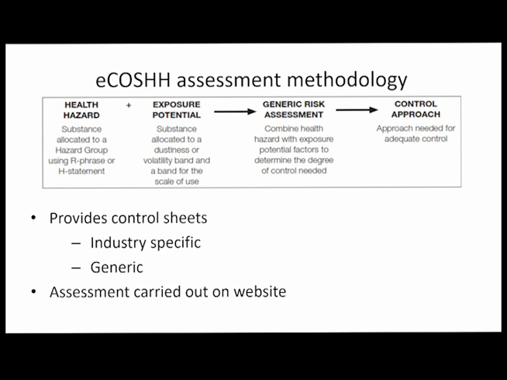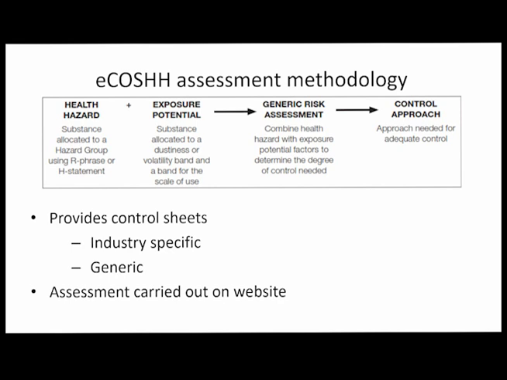But effectively, you look at the inherent hazard of the substance by looking at its R phrase or its H phrase, H statement rather. And then they do an exposure potential assessment, and that looks at how much has been used, how it's been used, the temperature and the volatility for liquids, and how dusty something is. And then it does internally a generic risk assessment, and then it comes out with a control approach.